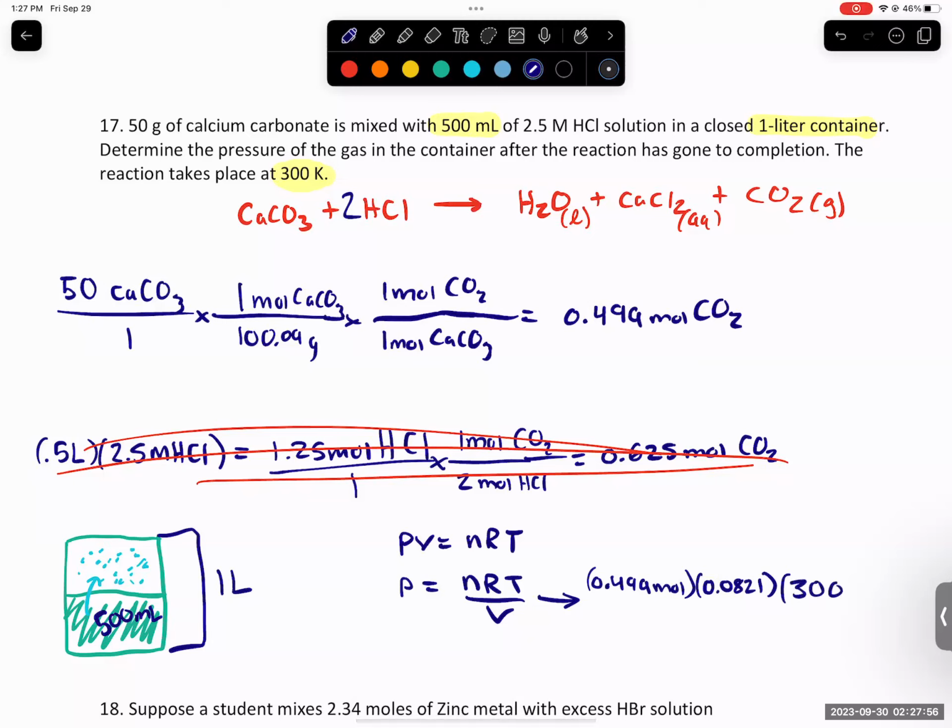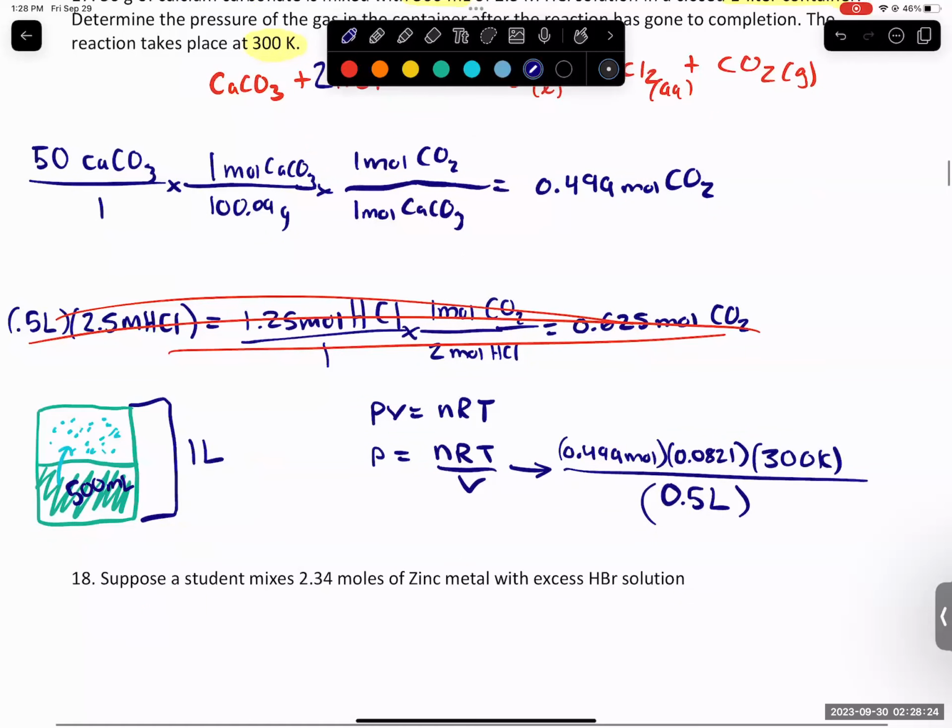If that had been in Celsius, we could not just leave it as is, right? Yes, Nick? Okay, you're right. And then the volume is what, Nick? Volume is going to be in liters, not milliliters, so 0.5 liters. And if you put this into your calculator, what does one get? 24.6 atmospheres. That thing's probably going to blow up.